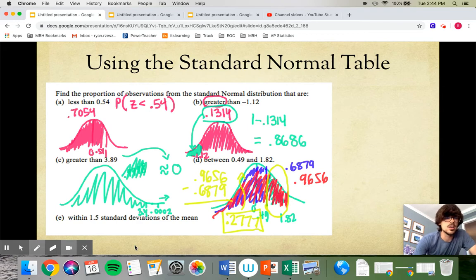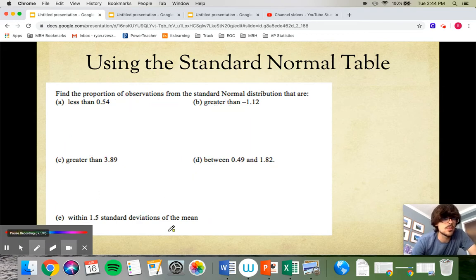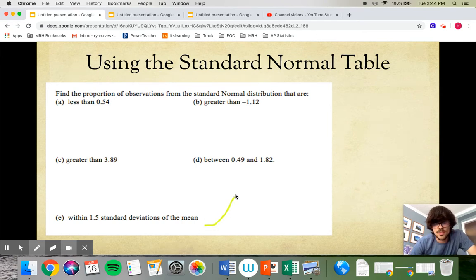The last one on here says within 1.5 standard deviations of the mean. So all you would do for this problem, within 1.5 standard deviations, the number of standard deviations is literally your z-score. That's 1.5 standard deviations left. You're going to look up the z-score for 1.5, then look up the z-score for negative 1.5, and subtract those two values. Just do this one exactly like I did on part D.